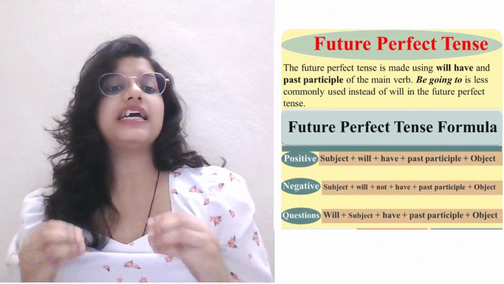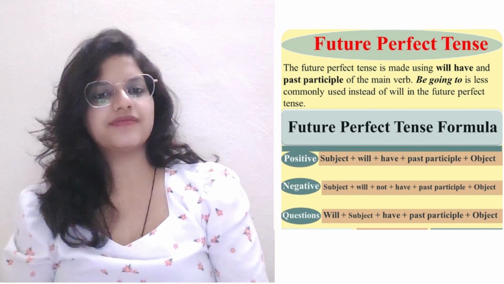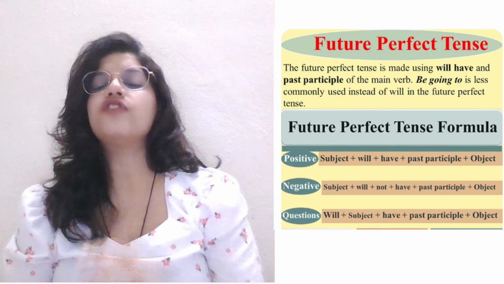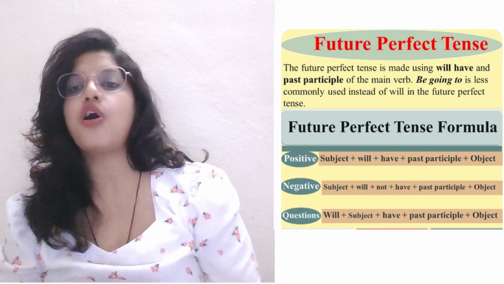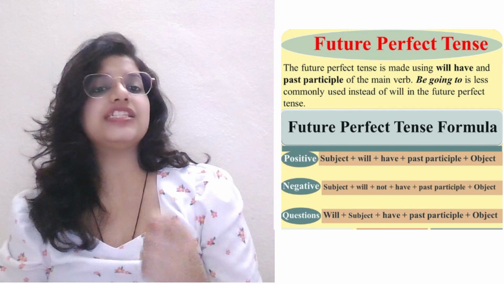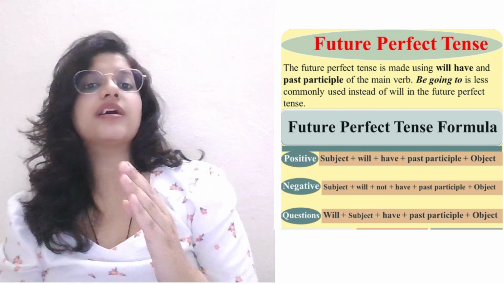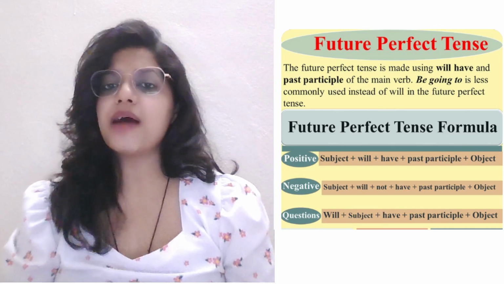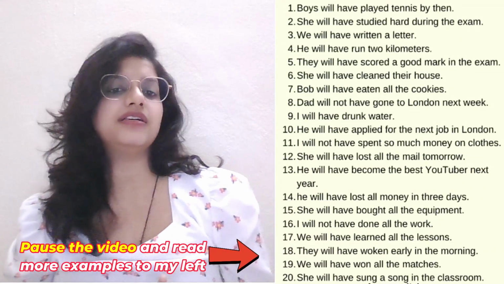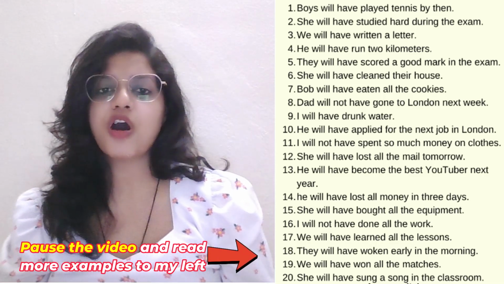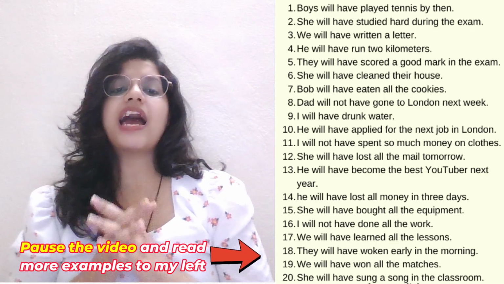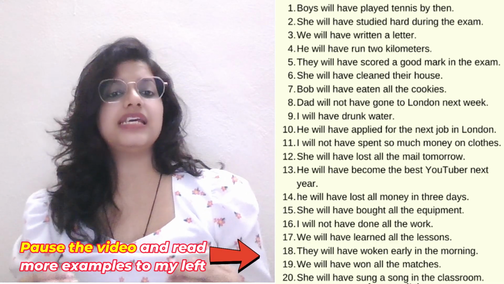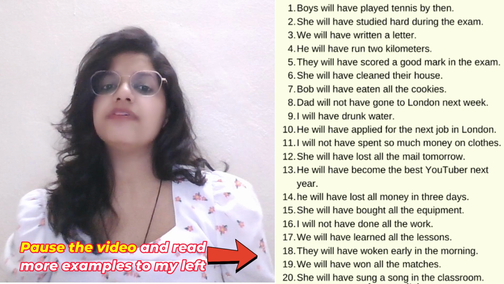Now, let's talk about the future perfect tense. It's formed using will have, followed by the past participle of the verb. This tense describes actions that will be completed before a specific time in the future. It includes examples like by next year, she will have graduated from college. We will have finished the project by the deadline. This tense is all about the completion before a future point.